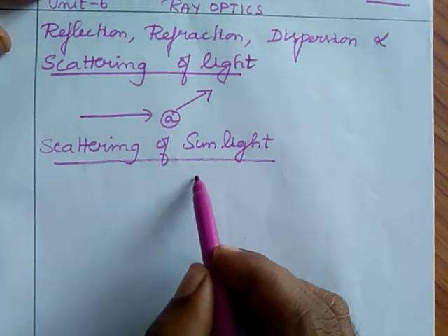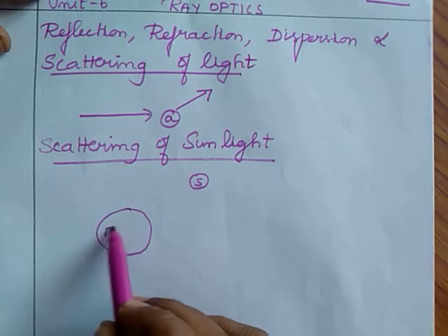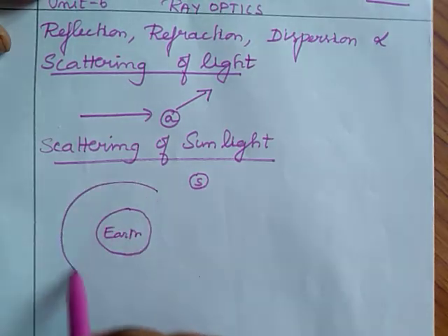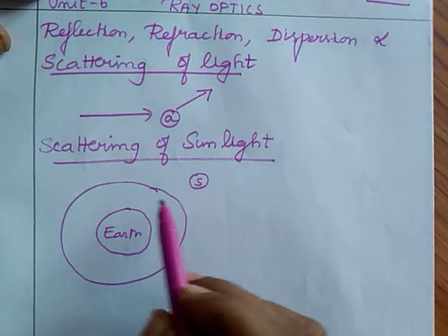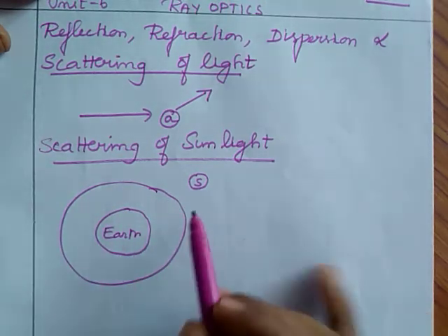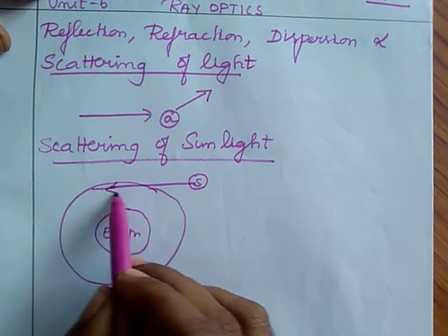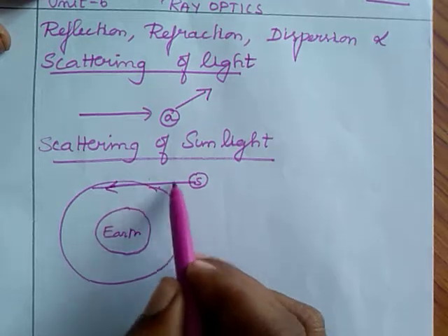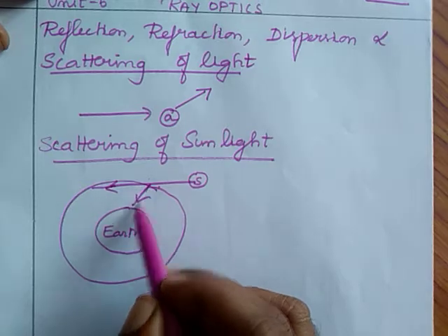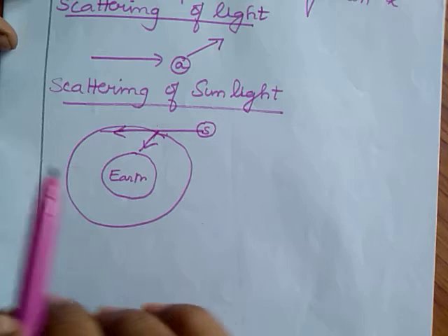We know the light from the sun has to travel a particular distance and reaches the earth. In between the sun and the earth there will be the earth's atmosphere. In that atmosphere there are a large number of water droplets and some dust particles. Here this is the actual path of the light from the sun. This particle present in the atmosphere deviates the actual path of the light, that is known as scattering of sunlight.